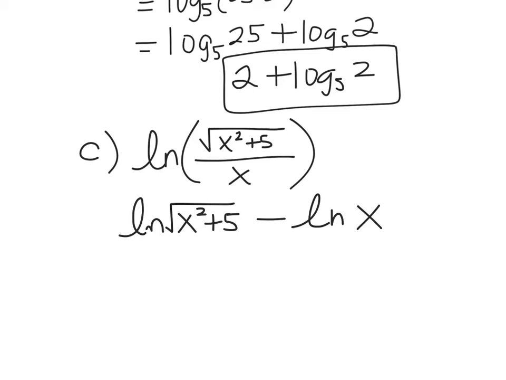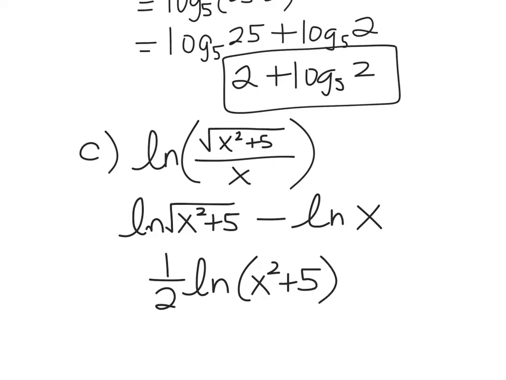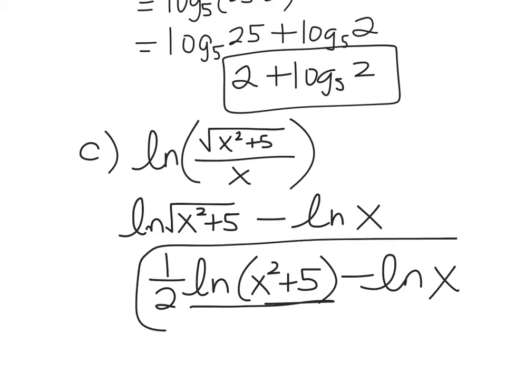If you have a square root, it's to the 1/2. If you have a cube root, it's to the 1/3. So that would be an exponent of 1/2. We would bring that down to the front and write 1/2 natural log of x squared plus 5 minus the natural log of x. And that would be your answer. You cannot simplify this at all. Some people think, oh, I can distribute that. No, the natural log of x squared plus 5 has to stay together. And that would be your final answer.